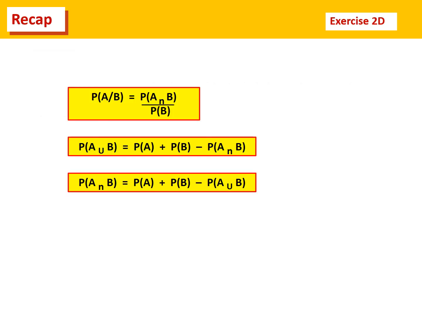So a recap, those are the three formulae that we absolutely need to learn. The top one is a conditional probability, the second one is the probability of A or B, and the third one is the probability of A and B. So that's exercise 2D that needs doing. Crack on folks and get the job done.